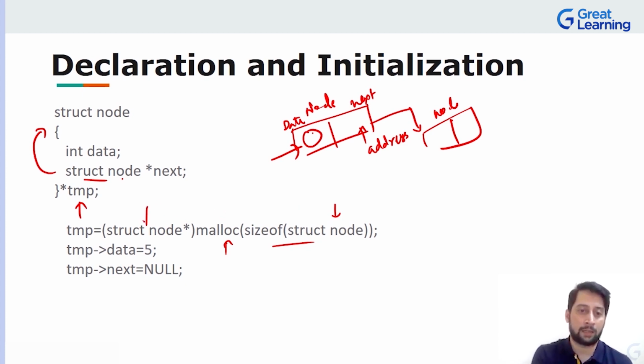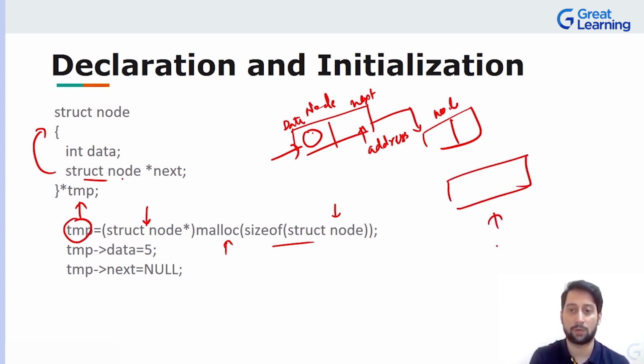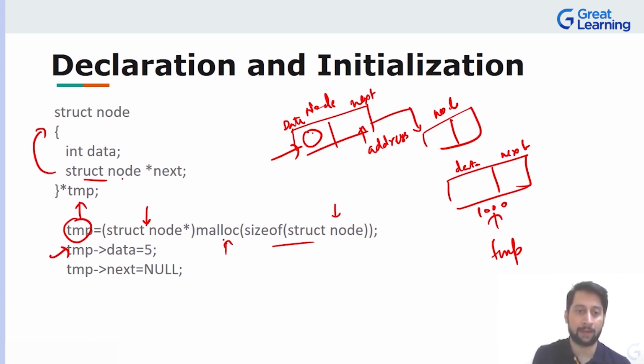And then we typecast it, and then this temp will be pointing to something like this. This will be the node and it is named as temp, and it will have some address, let's suppose 1000, and this will have data part and the next part. Now we are assigning 5 to the data part, that is this 5, and we are assigning null to the next part. So this is our node, and currently temp is pointing to this node.